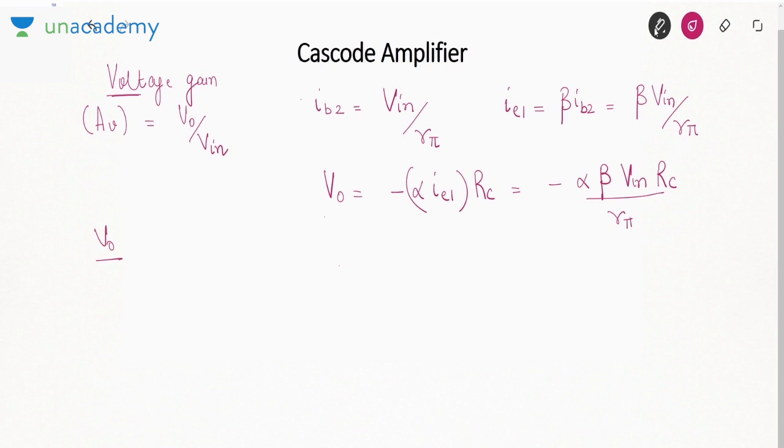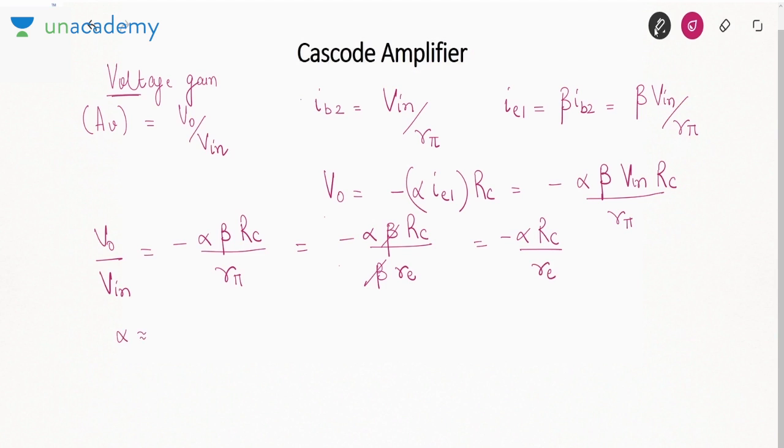So what can you write? V0 by V in is minus alpha beta RC over R pi. Now R pi is nothing but beta RE, so minus alpha RC over RE. Since alpha is approximately equal to 1 if beta is very high, because it is beta over 1 plus beta, the voltage gain is approximately minus RC by RE. This I derived earlier also. In the cascode connection I showed you that the voltage gain is approximately minus RC by RE.